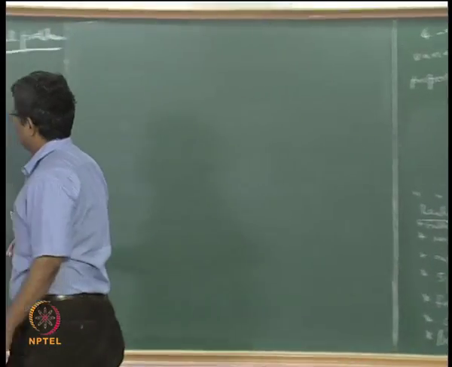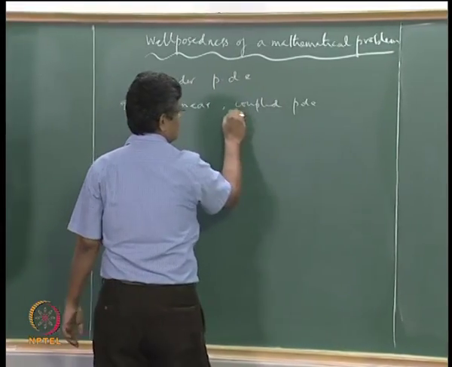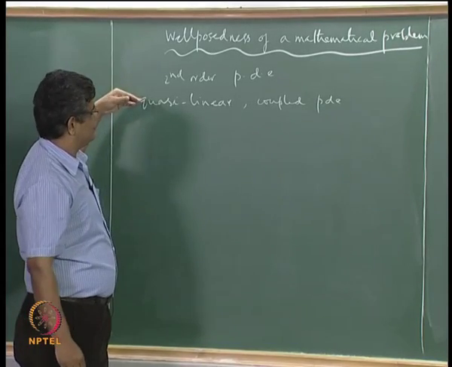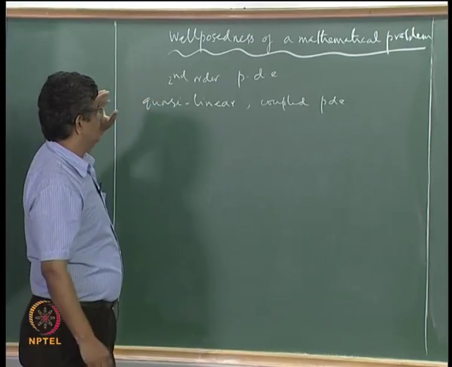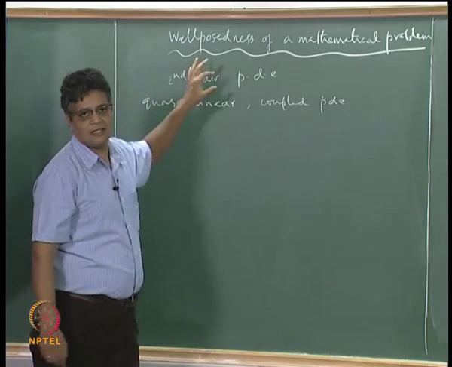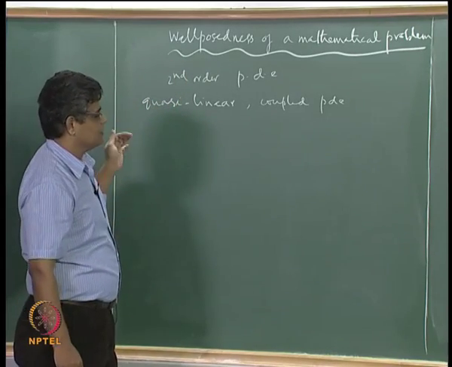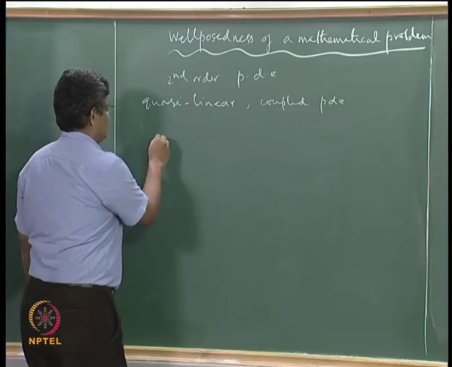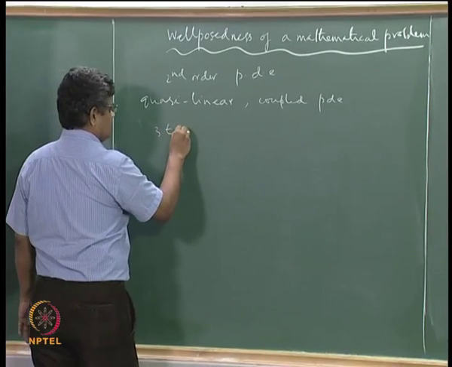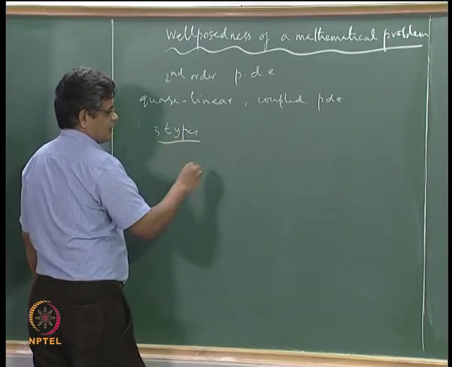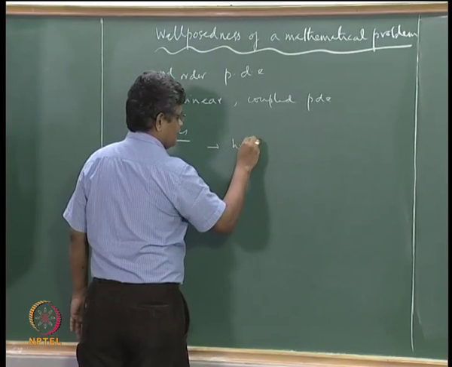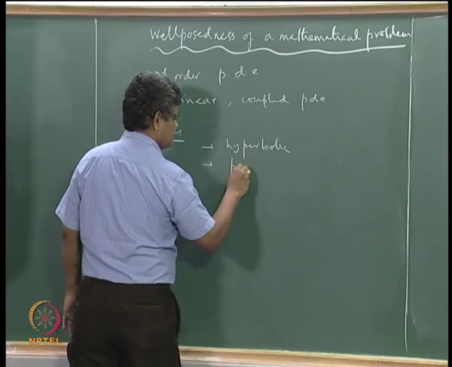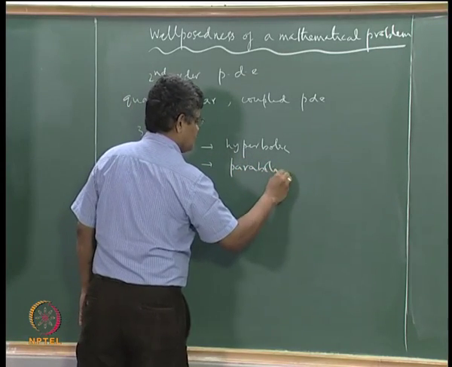But for the time being let us forget these coupled equations. We can say that the equations that we are trying to solve share some features that are common with second order partial differential equations. And we know that second order partial differential equations are typically of three types. These are hyperbolic, parabolic and elliptic.